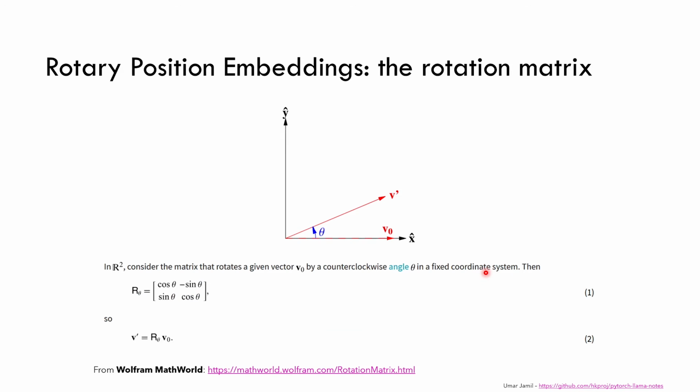Let's see an example. Imagine we have a vector v0 and we want to rotate it by an angle theta to arrive at the vector v prime. What we do is multiply the vector v0 with this matrix, in which the values are calculated like this: cosine of theta, minus sine of theta, sine of theta, and cosine of theta. The resulting vector will have the same length, but rotated by this angle. This is why they are called rotary positional embeddings, because this matrix represents a rotation.